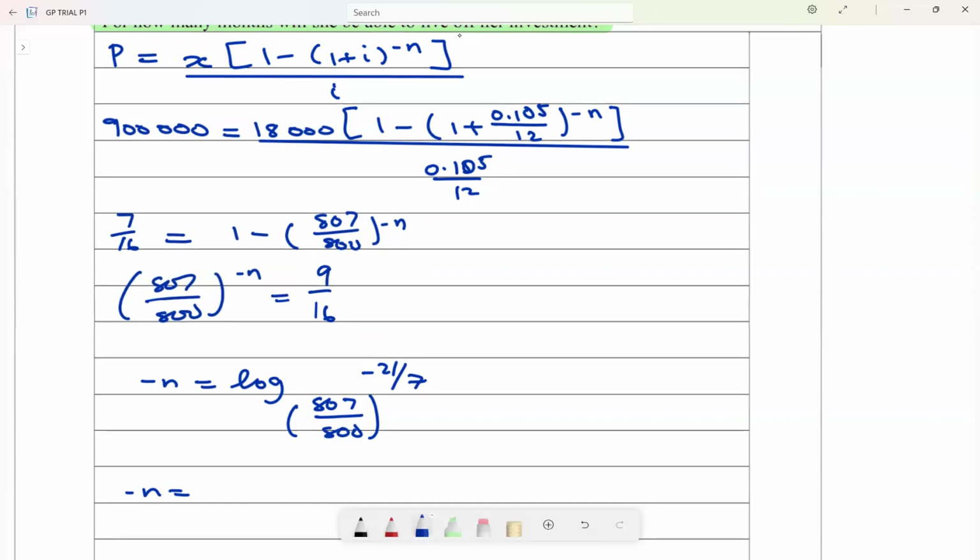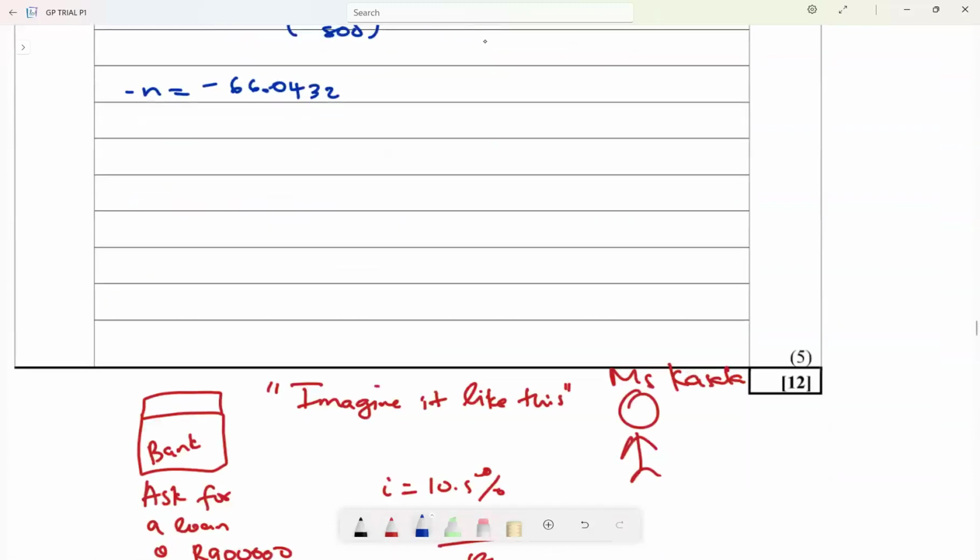And then I can say negative n is equal to log. Then I can now substitute 9 divided by 16. And then I can now go to my calculator again. 807 divided by 800 to the power of 9 divided by 16. And then I get negative 66.0432. And then n is now going to be equal to 66.0432, blah, blah, blah.